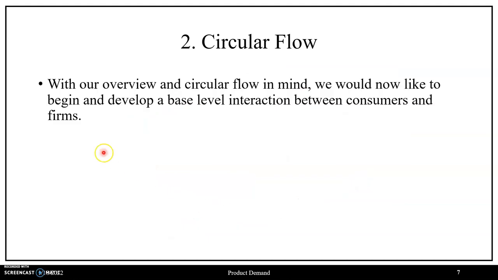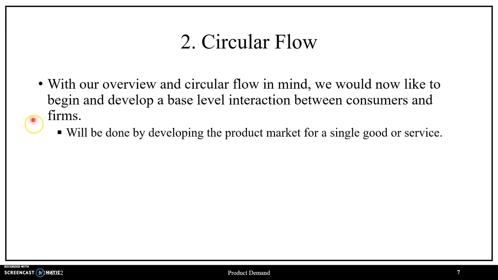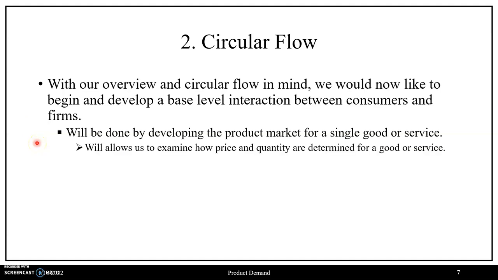So then, with our overview of the circular flow in mind, we now would like to begin and develop a base level interaction between consumers and firms. This will be done by developing the product market for a single good or service, and will allow us to examine how price and quantity is determined for a specific good or service. In order to do this, though, this will require us to examine consumers, which will be our discussion for today, firms, and then putting the two together to examine a market.